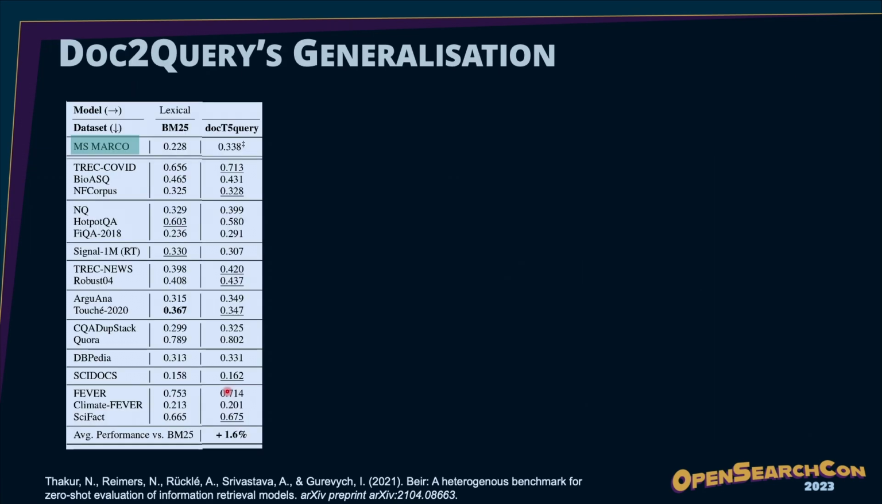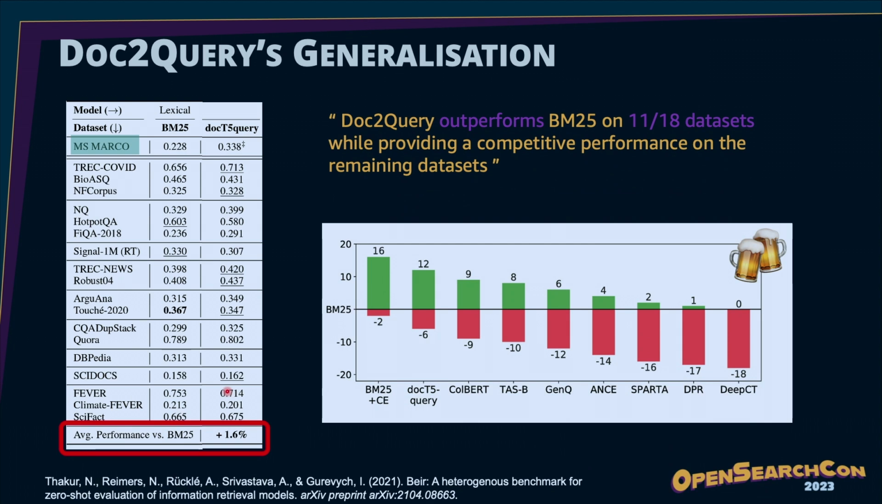Okay, so this is how Doc2Query works. So just a slide to explain how Doc2Query generalizes. In the same research, BEIR, the researchers found that Doc2Query was outperforming the basic keyword search in 11 out of 18 datasets, and providing a competitive performance on the remaining datasets.